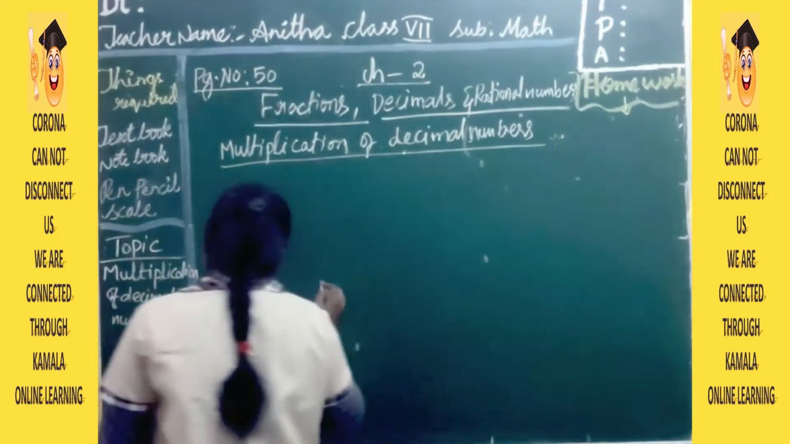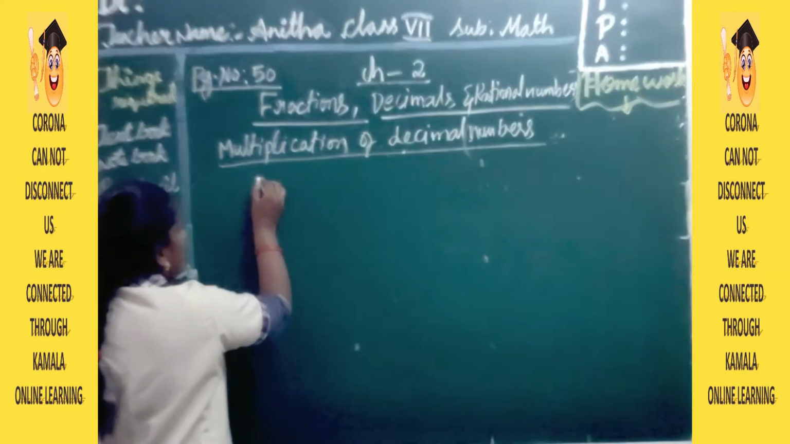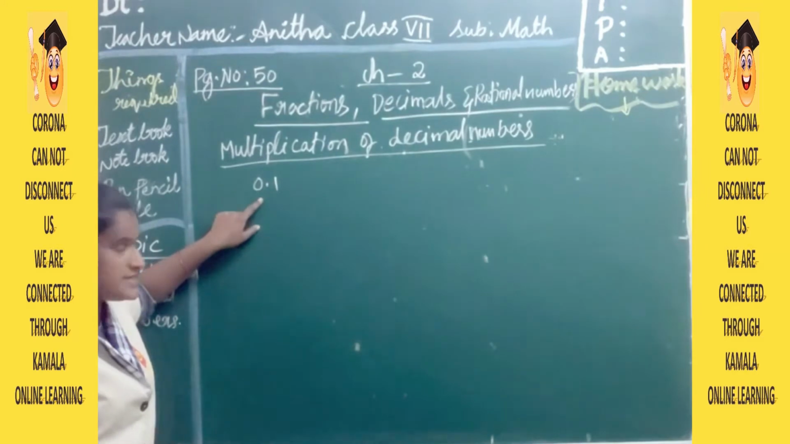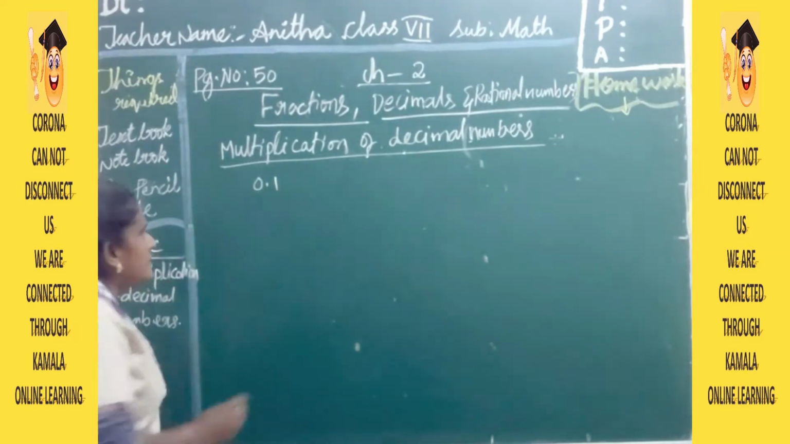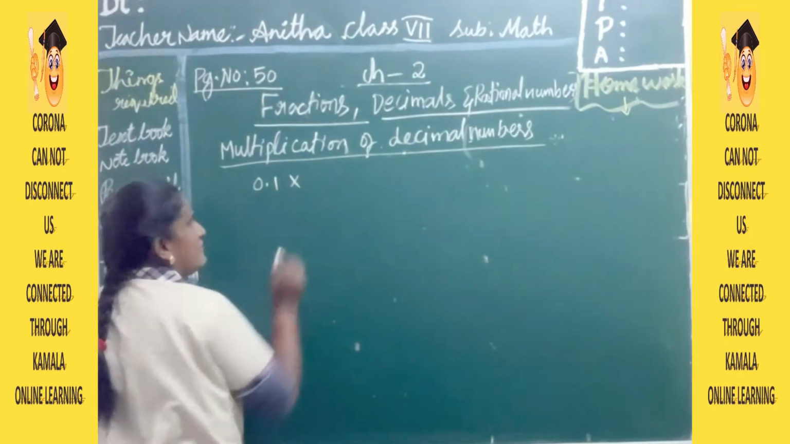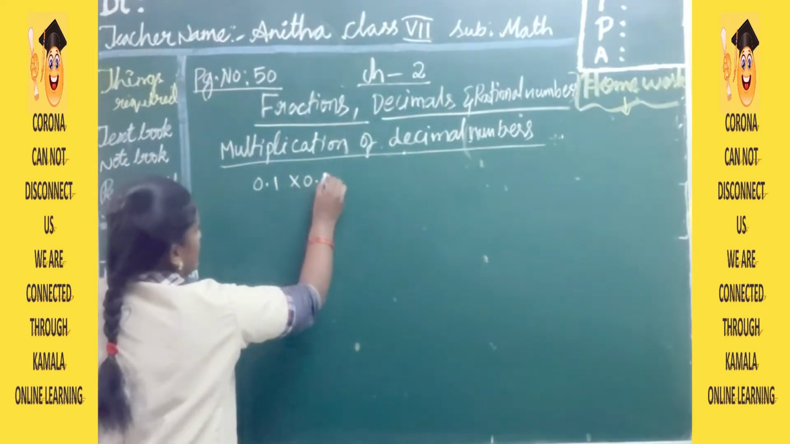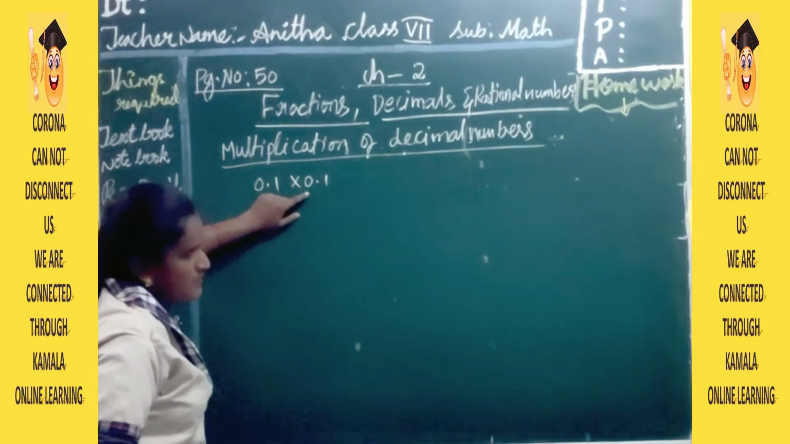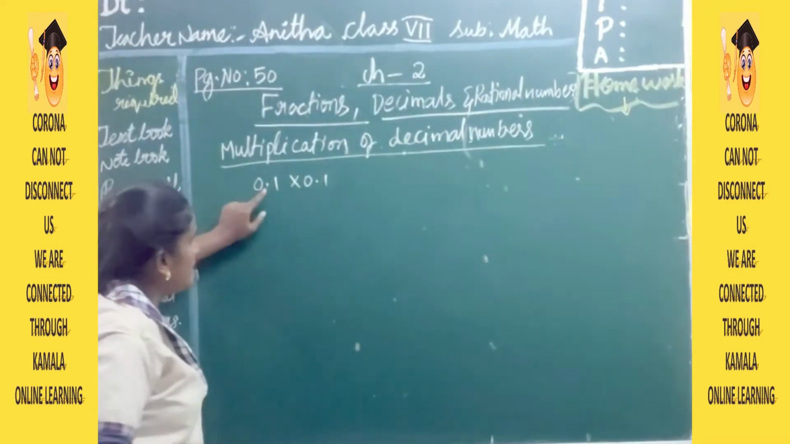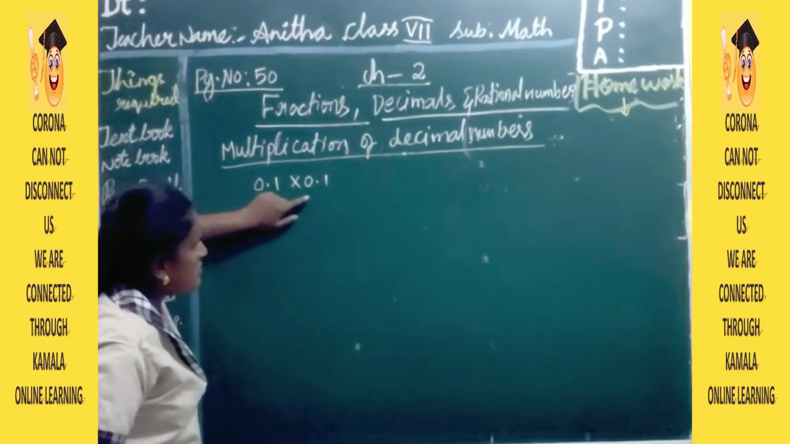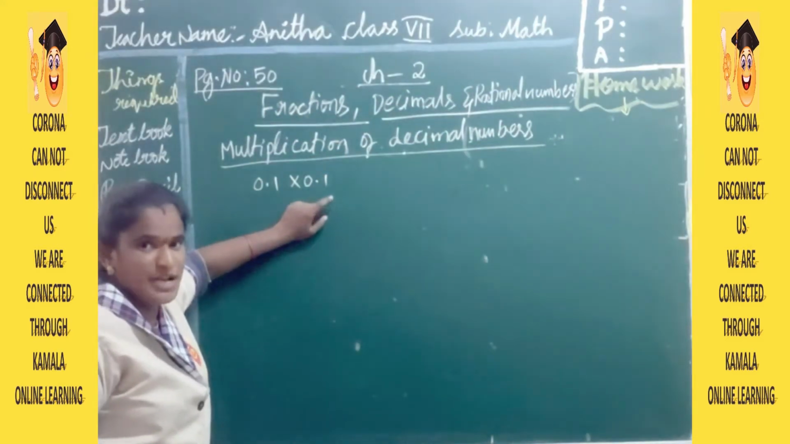First we are going to take one decimal number. I am taking 0.1. Is this a decimal number or not? Yes, this is a decimal number. This is multiplied with one more decimal number, 0.1 into 0.1. These two are decimal numbers. We are going to do multiplication of these decimal numbers.